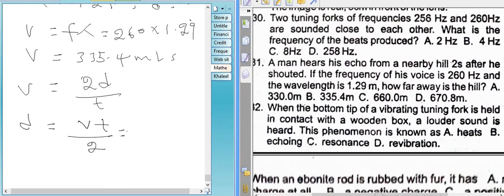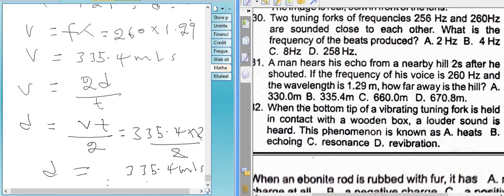So what is velocity is 335.4 times the time, which is 2 seconds, all over 2. So 2 go with 2, then distance is equal to 335.4 meter per second. Therefore, the correct option is option B.